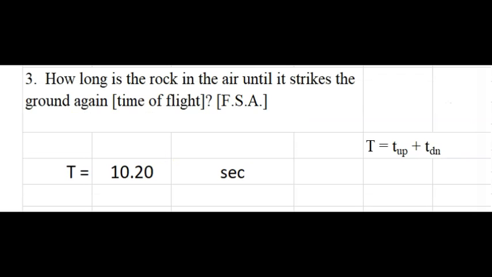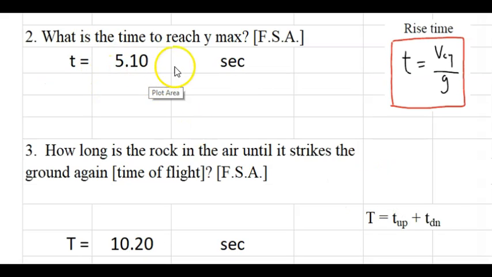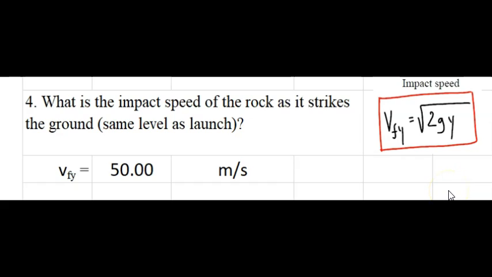In the third question, we're asked, how long is the rock in the air until it strikes the ground again? That's the total time of flight. And in the case where there is no friction, the time up plus the time down, which are the same, add up to equal the full time of flight. So we take the rise time and we double it. We get 10.2 seconds.